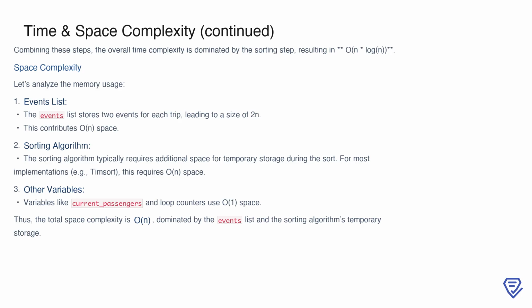Next, let's consider the space complexity. The events list itself requires space proportional to its size, storing 2 events per trip, which adds up to n space. Additionally, the sorting algorithm typically needs temporary storage for its operations, which also requires n space in most implementations, such as timsort. Other variables used in the algorithm, like the counter for current passengers and any loop variables, take constant space, or 1. Therefore, the overall space complexity of the solution is n, driven by both the events list and the sorting algorithm's auxiliary storage.